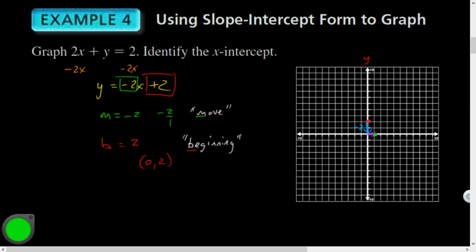Watch, from this point, down 2, over 1. There's another one. Down 2, over 1. There's another one. Down 2, over 1. The slope is the constant rate of change forever, so I could just keep getting more points. Down 2, over 1. From any one point, I could find another.